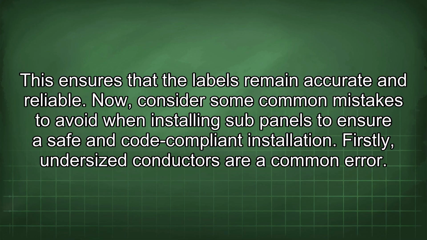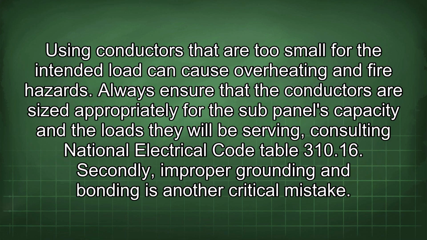Now, consider some common mistakes to avoid when installing sub-panels to ensure safe and code-compliant installation. Firstly, undersized conductors are a common error. Using conductors that are too small for the intended load can cause overheating and fire hazards. Always ensure that the conductors are sized appropriately for the sub-panel's capacity and the loads they will be serving, consulting National Electrical Code Table 310.16.